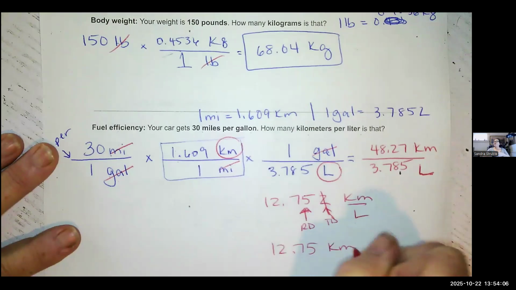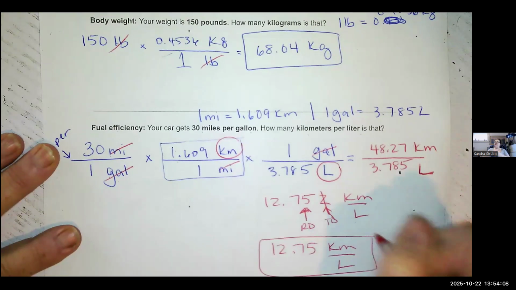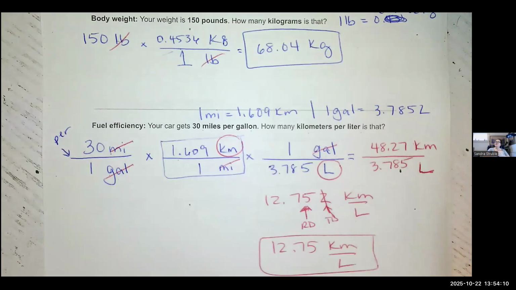And that's how you can convert your car, your gas mileage, if you go to Canada or something, to kilometers per liter versus miles per gallon, since that's the way they look at it as well.